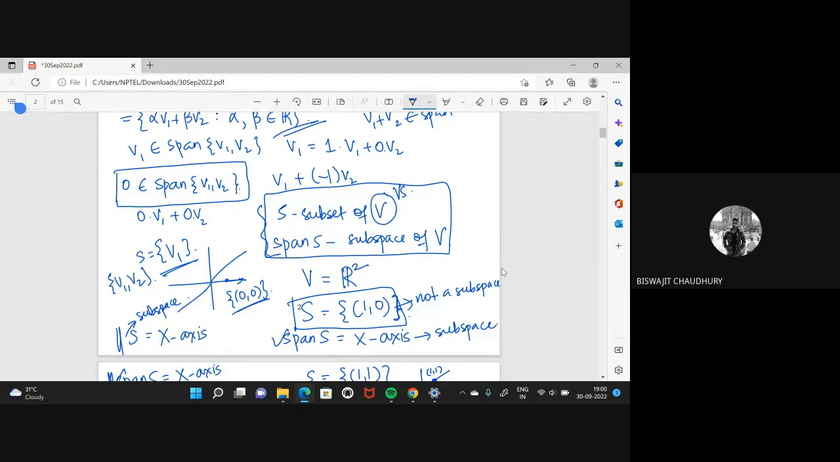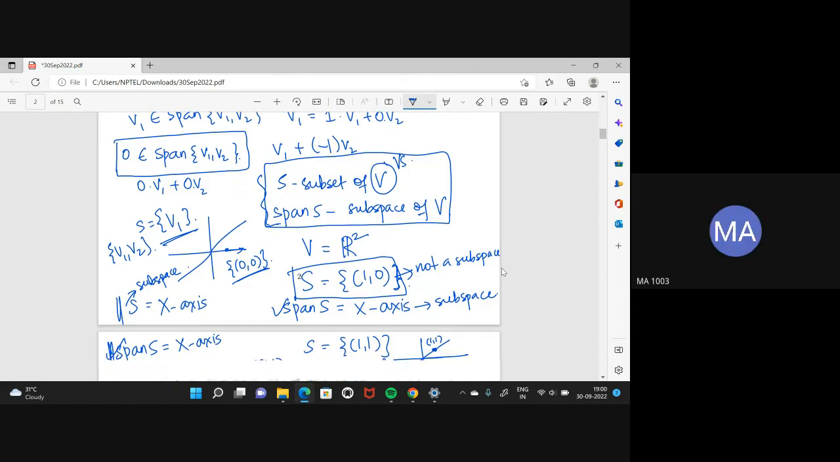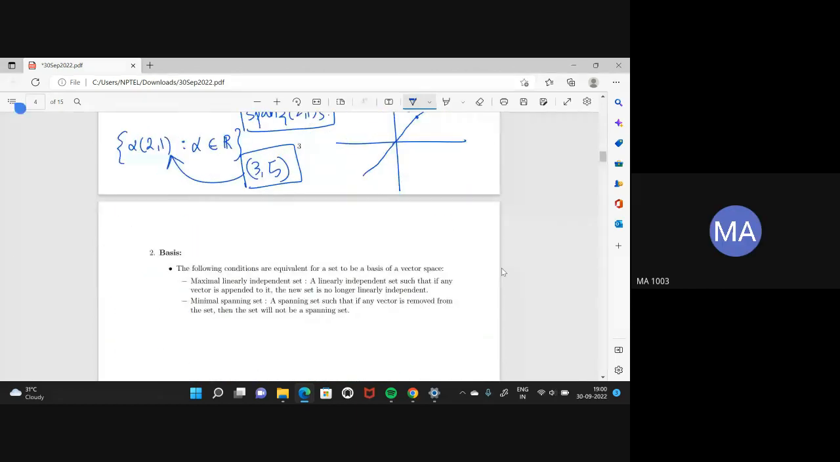Oh, okay. That is a subspace, but it is not necessary that the span of S is equal to that vector space. No, I'm not telling that. Yes, if the span of S is equal to V, then S is called a spanning set. It is a spanning set for this vector space.